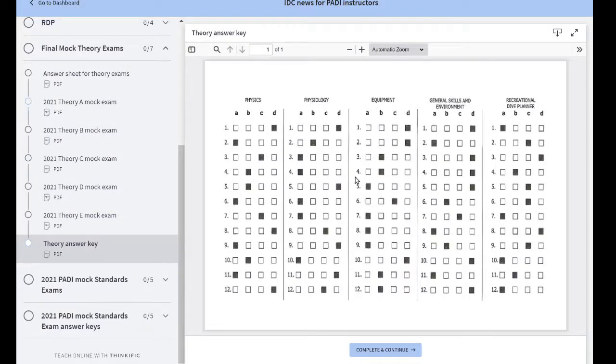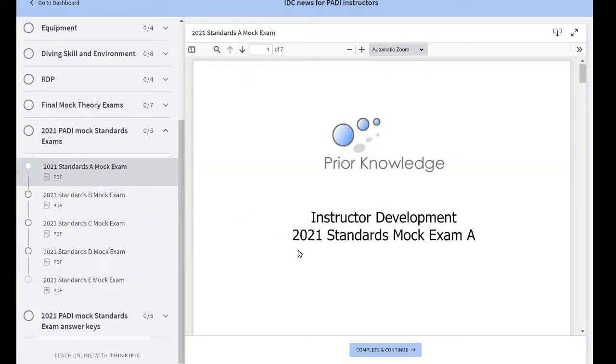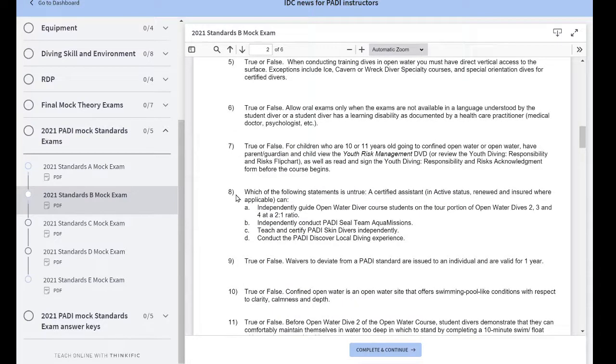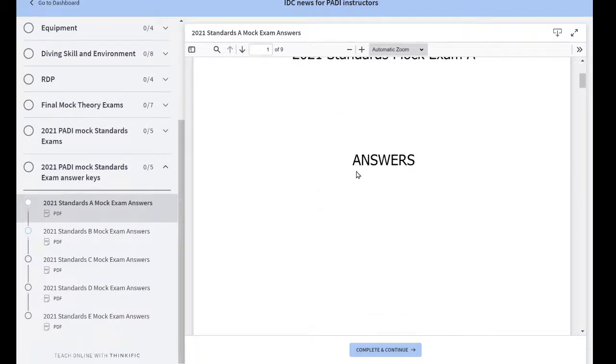Here's the answer key. When we move on to standard exams, we've got the same. You can see that we've updated these like the theory ones as well. These are 2021, so all of these are going to be answers you can find in the latest PADI instructor manual. So once again, we have exams structured exactly the same as you'll find on your final instructor exam. So work through these and answer those. And when you've done that, you can mark your own. Here we go. Now you can mark your answers.